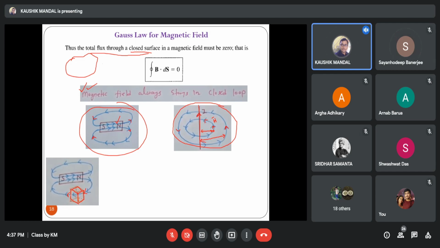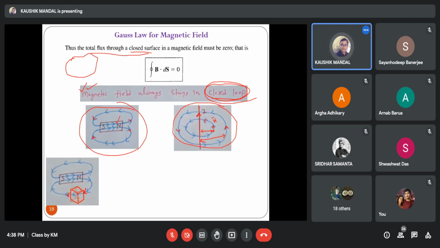Yes, sir. It becomes 0 only because the magnetic field lines are forming closed loops. Otherwise, this Gauss's law will not be true. As the magnetic field lines are forming a closed loop, now we are placing a closed surface in the magnetic field. Then we have to consider the amount of magnetic field entering the closed surface and the amount leaving the closed surface.